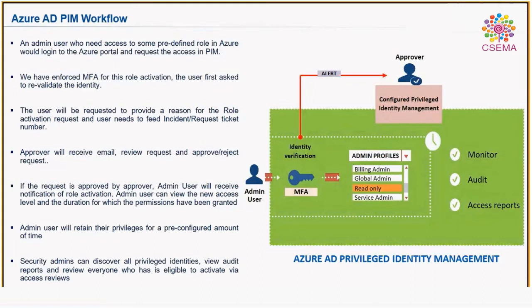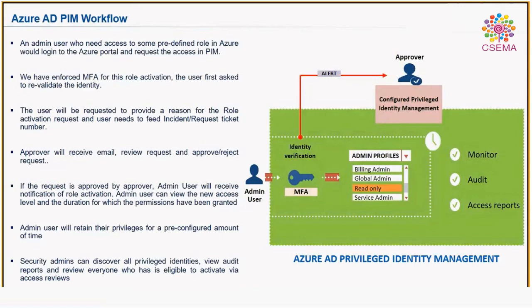All these things will be notified to you by email. At present, the capability given by Azure is only email. In the future, they are coming up with an SMS method or some different way of communication, but at present, it triggers only an email. So if the request is approved by the approver, the admin user will receive a notification of role activation.